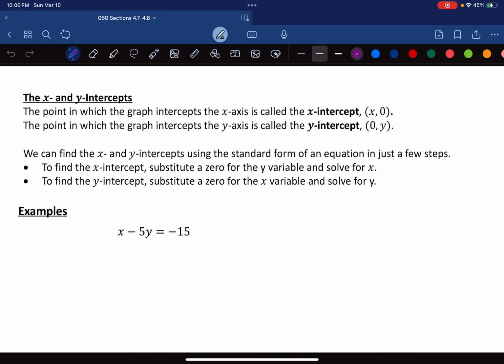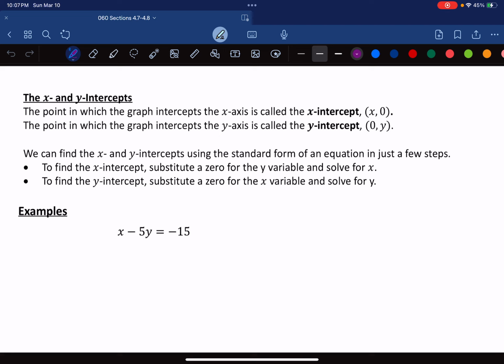Now that we have looked at standard form, we can actually use standard form to our advantage. Standard form is actually a very helpful form of writing equations because it allows us to find the x and y intercepts of an equation in very few steps.